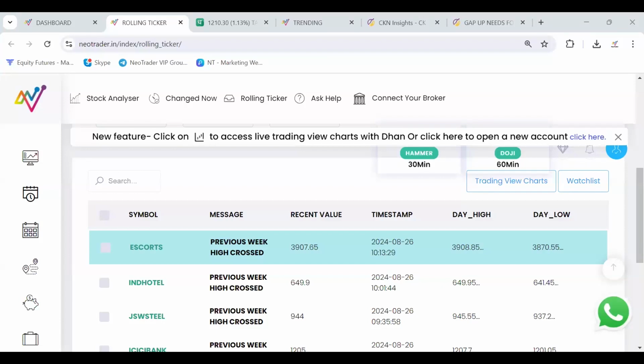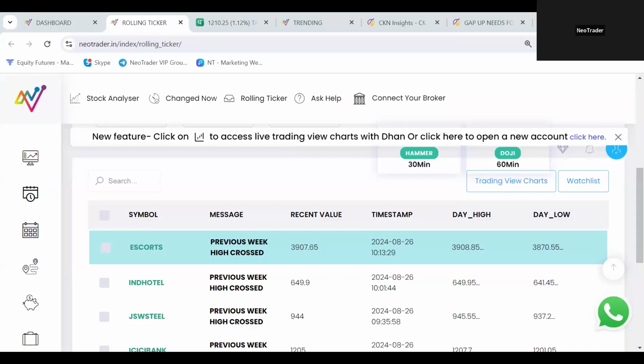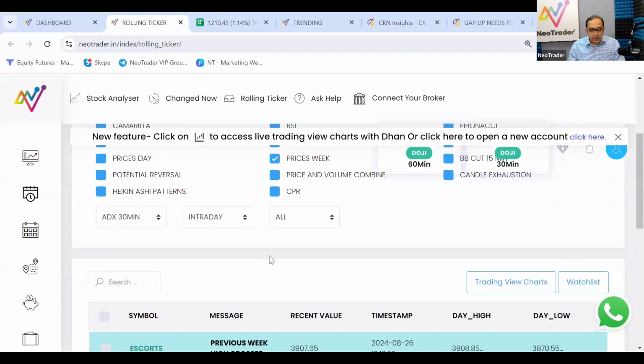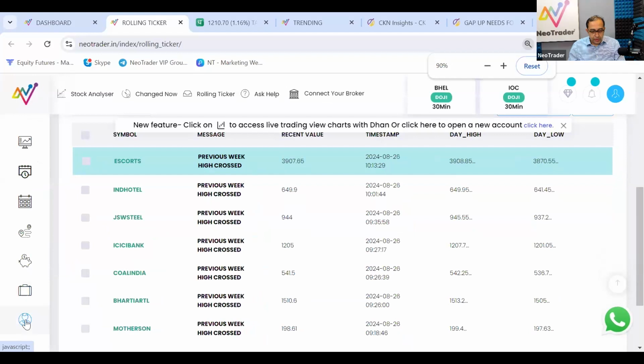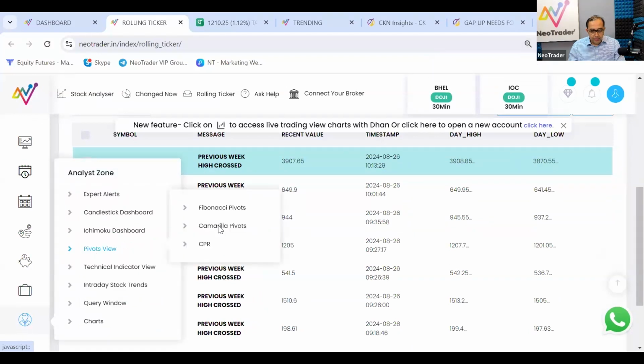The stocks that are being shown here, the very same stocks can be taken for intraday also. But if you want to do the same for multi-day, how will you do it? For example, if you are looking at rolling ticker, you get an idea that a stock is crossing the previous week high. One of the ways you can do it is, for example, I can go into my Camarilla pivot page.